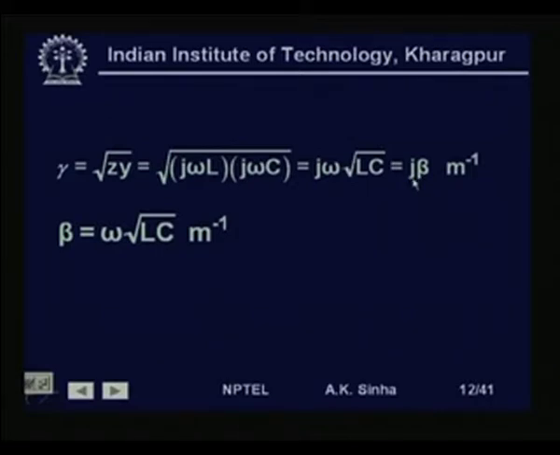So, gamma is equal to j beta per meter, and if you are talking in terms of the whole length, then gamma L will be dimensionless. Here beta is equal to omega into root LC per meter, which is the phase constant. Now, we will try to develop the ABCD parameters for this lossless transmission line.